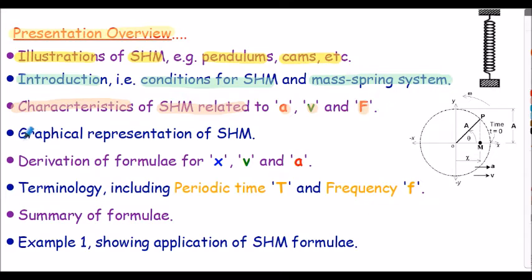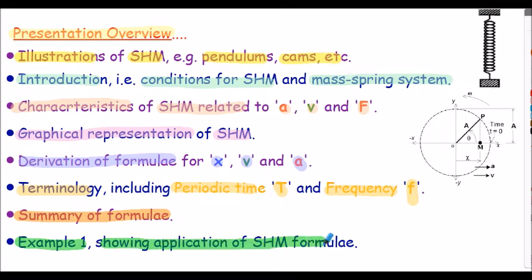We then show a graphical representation of SHM found in some textbooks, illustrated here on the right hand side, from which we derive an array of formulae related to displacement x, velocity v, and acceleration a. We define some terminology, which includes periodic time, capital T, and frequency, lowercase f. Finally, we provide a summary of the formulae derived within the presentation and conclude with an example that shows application of some of the SHM formulae derived.